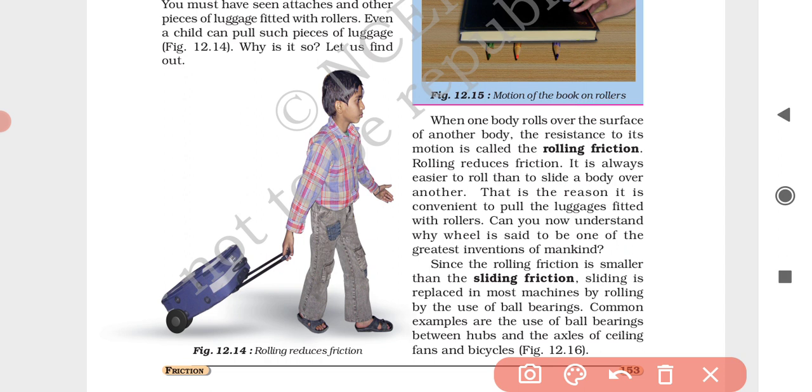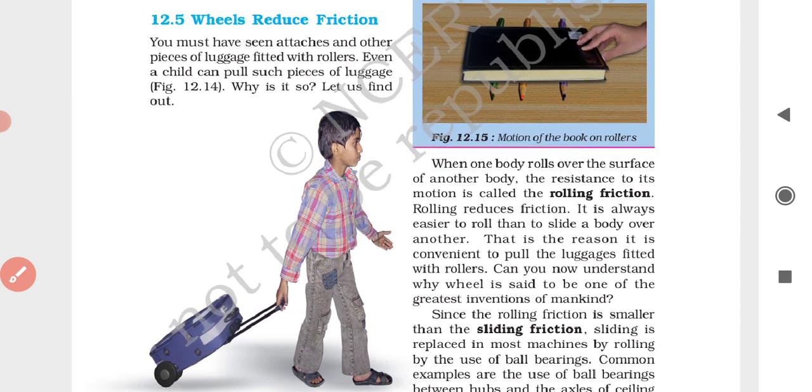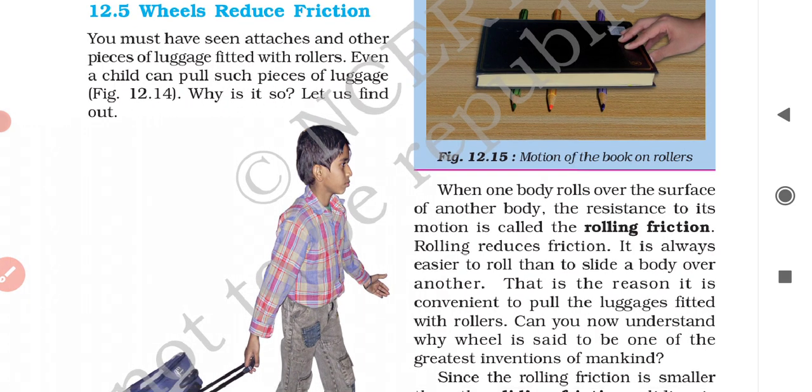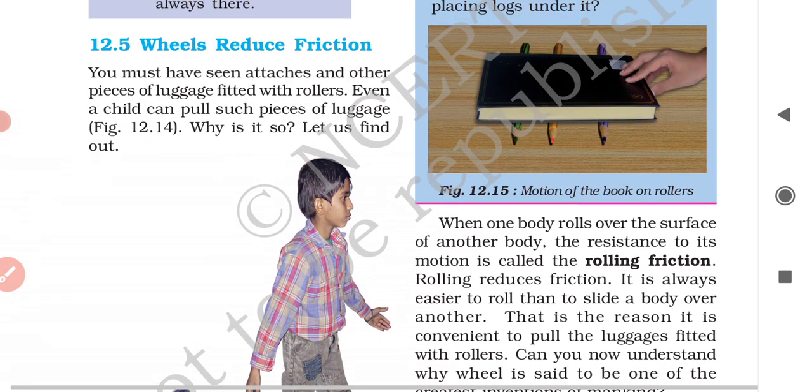So due to very small rolling friction, even a child can pull a heavy suitcase which is fitted with small wheels or rollers. Let's see what is given in our book. You must have seen attaches and other pieces of luggage fitted with rollers, right? Even a child can pull such pieces of luggage. Why is it so? Let us find out.